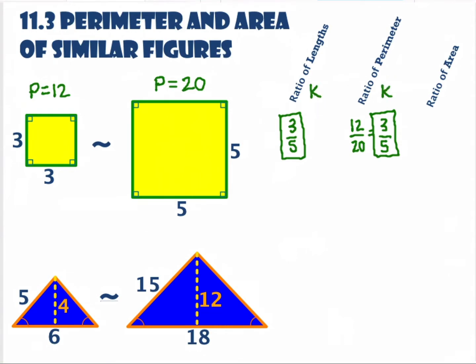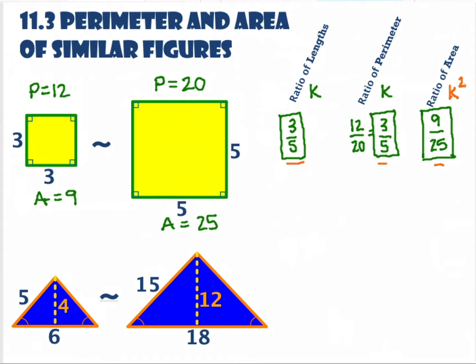Now let's check the area. We've got 3 times 3 and 5 times 5. So an area of 9 and 25. The ratio of our areas is 9 to 25, which doesn't reduce. But do you see a relationship? What's the relationship between the same scale factor and the scale factor for the areas? Well, you might have noticed that 3/5 squared, 3 squared over 5 squared, is the ratio of the area. Do you suppose that only works on squares?